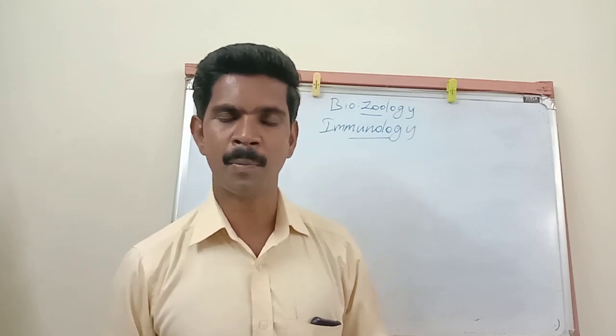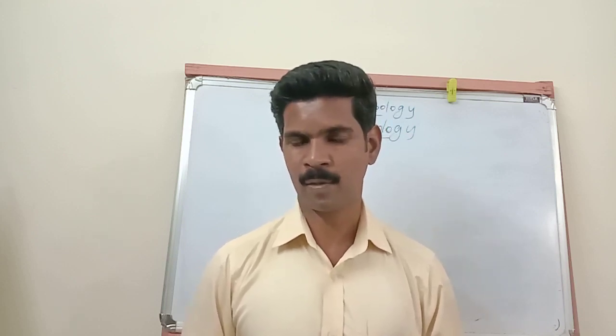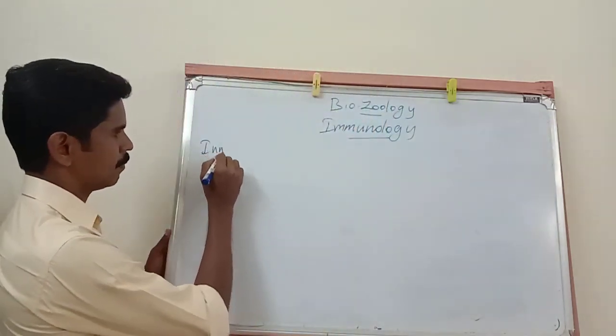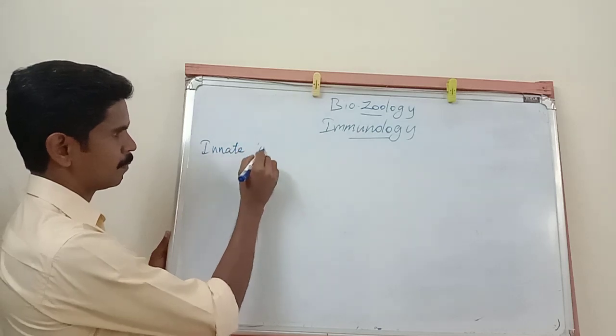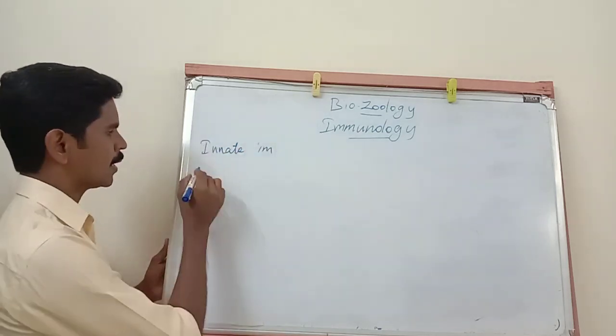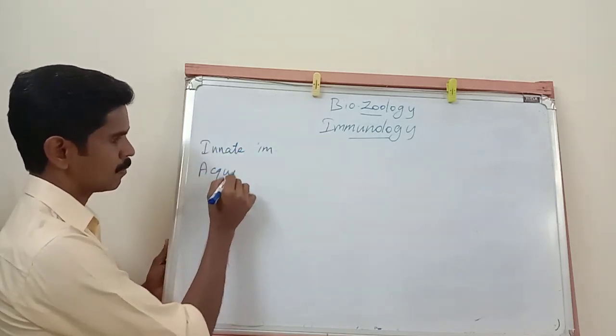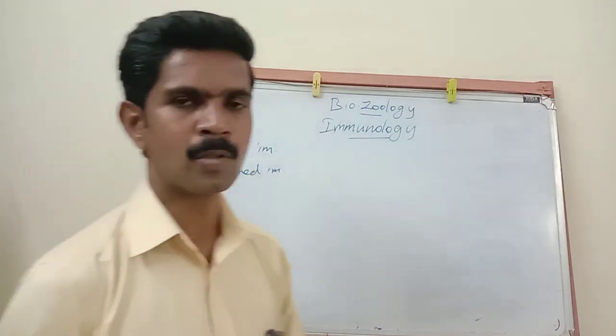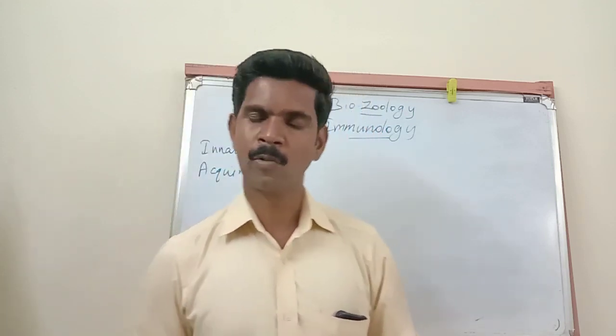Immunity means the overall ability or capacity of the body to fight against the pathogenic microorganism. And the immunity is classified into two major categories. The first major category is innate immunity, and the second one is acquired immunity. So these are the two major categories of immunity: innate immunity and acquired immunity.